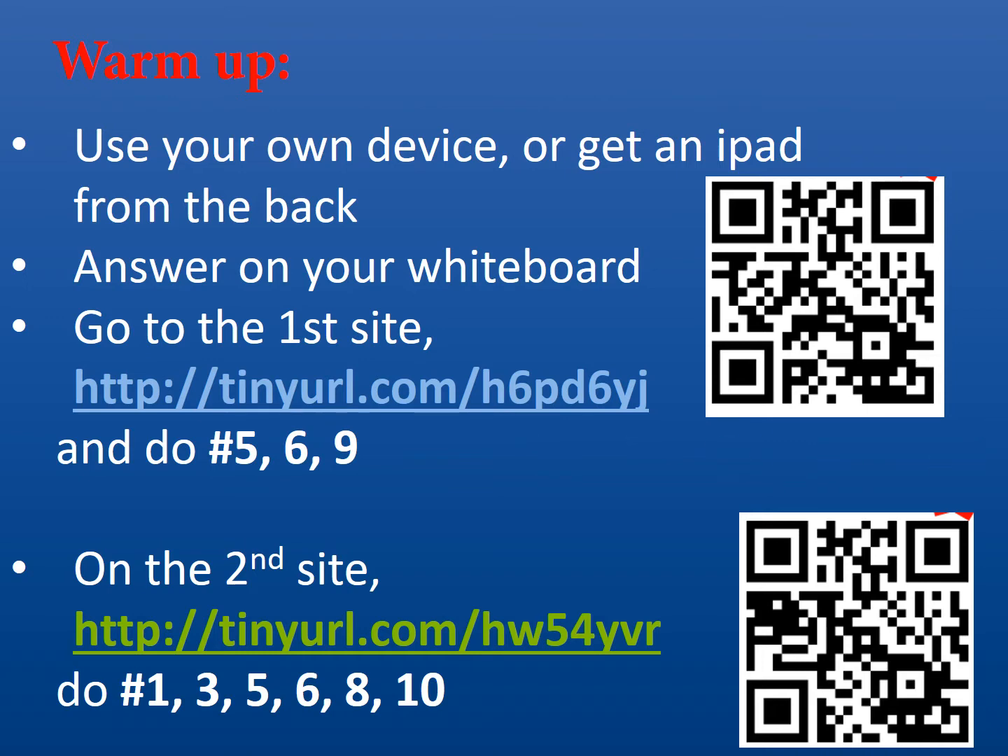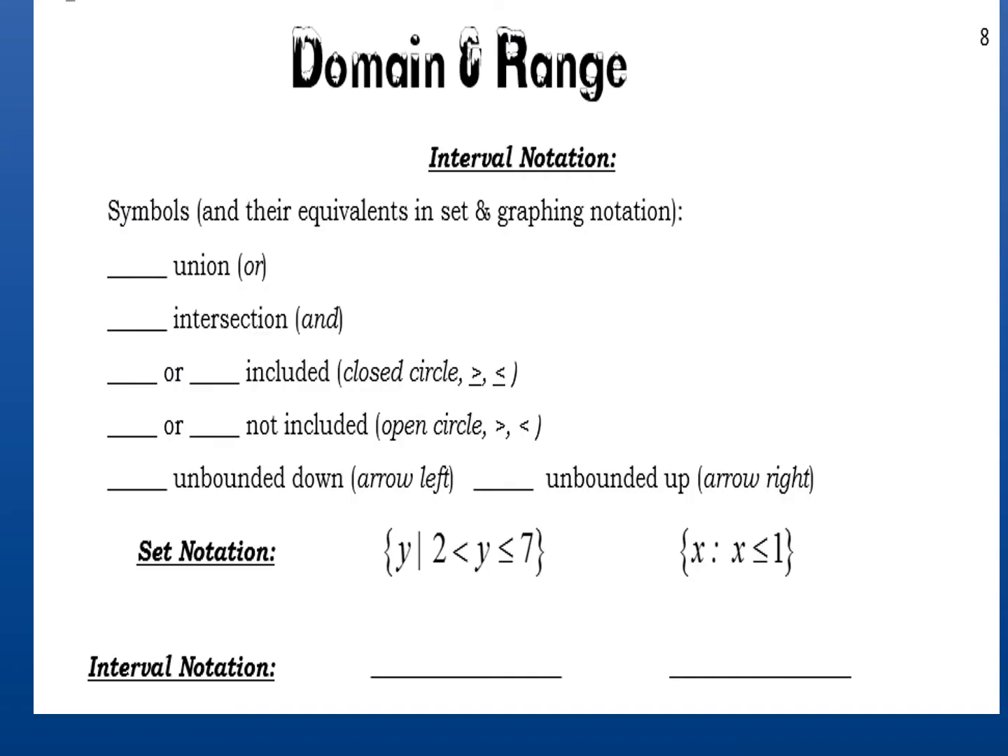All right, let's get into our notes for today. We're going to be talking about domain and range, which was first introduced in Algebra 1. We're going to review our interval notation, which is in a previous booklet. Here's our symbol for the union. Again, our symbol for the intersection. This is what we use when we have closed circles, which means the solutions are included in the answer. And this is what we use when we have open circles, when the solution is not included.